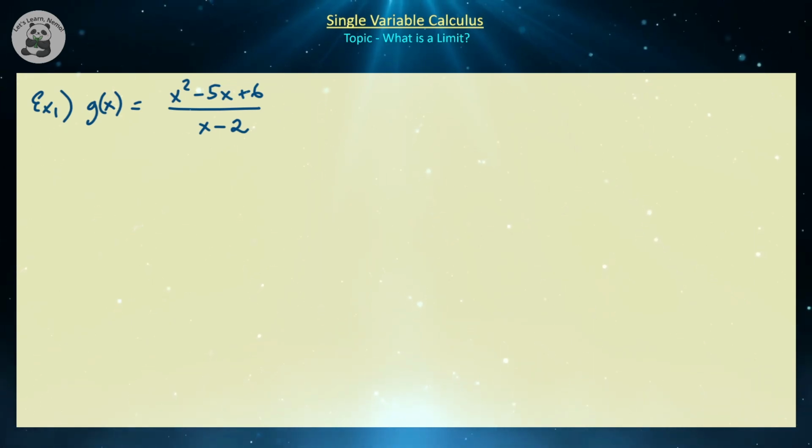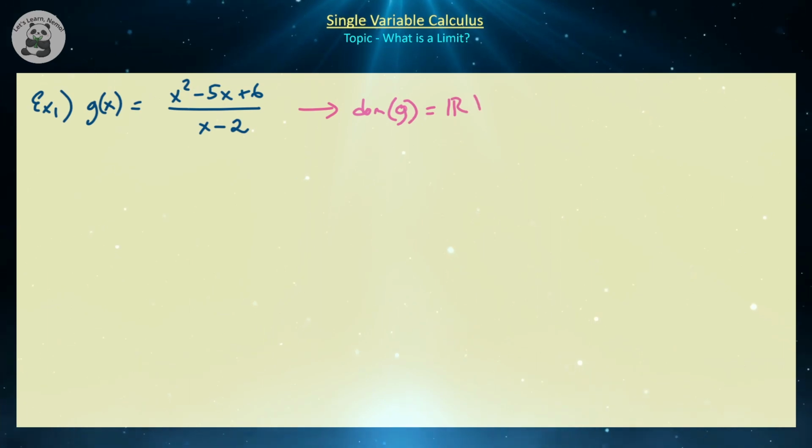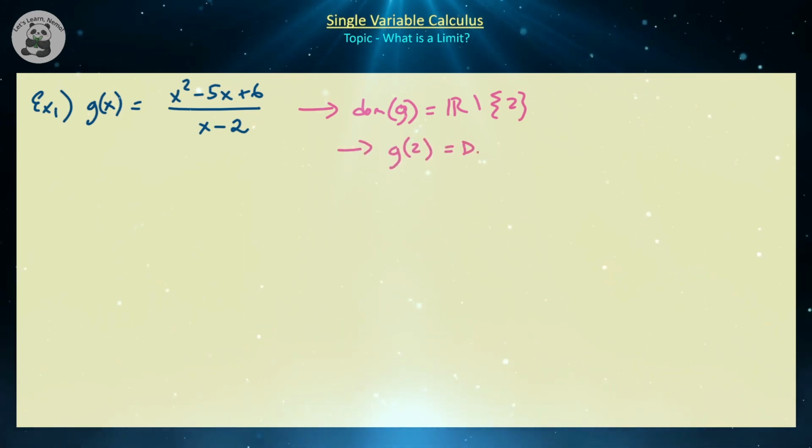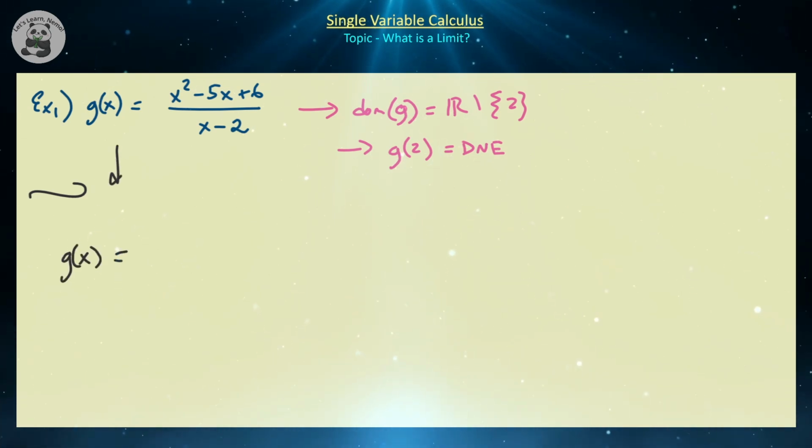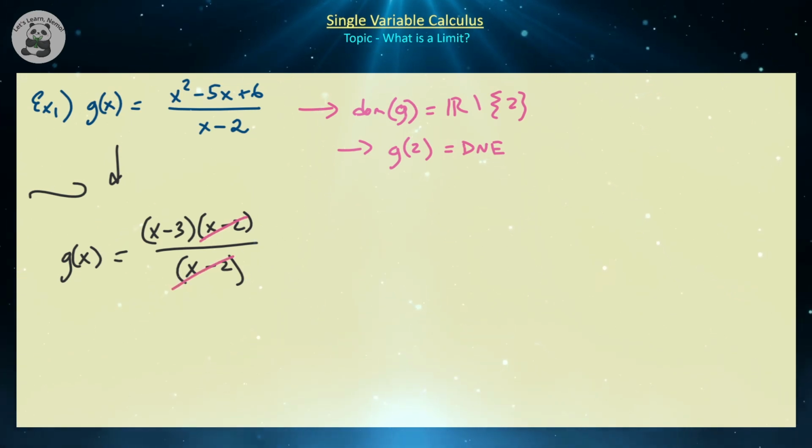Clearly, since this is a rational function, the only issue is when the denominator is equal to 0. So we should be able to see that the domain of this function is the set of all real numbers except for positive 2, since that generates a division by 0 issue. Therefore, we will write that g of 2 does not exist. Now, just because the function does not exist at that point does not imply that the limit at that point does not exist. If we perform some algebraic manipulations, notice that we can factor the top into x minus 3 times x minus 2, divided by x minus 2, and we clearly see that these x minus 2's will cancel.